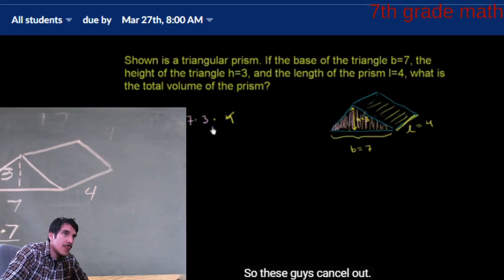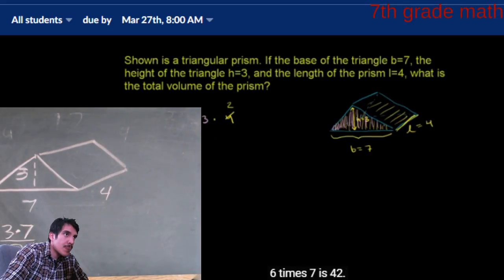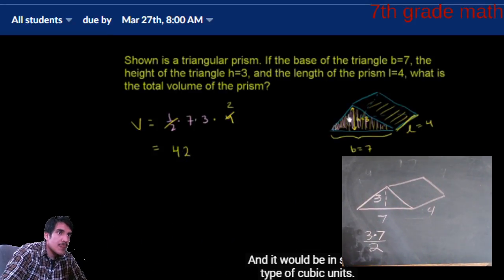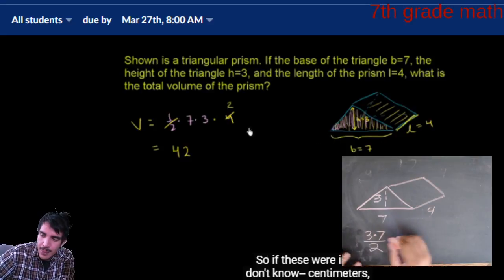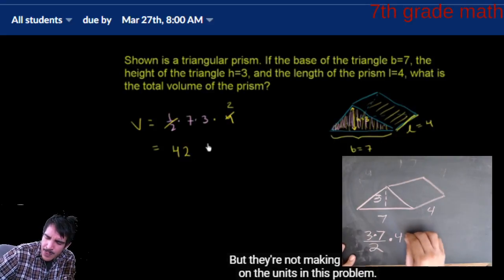And we get, let's see, 1/2 times 4 is 2. So these guys cancel out. You'll just have a 2. And then 2 times 3 is 6. 6 times 7 is 42. And it would be in some type of cubic unit. So if these were in, I don't know, centimeters, it would be centimeters cubed. But they're not making us focus on the units in this problem.